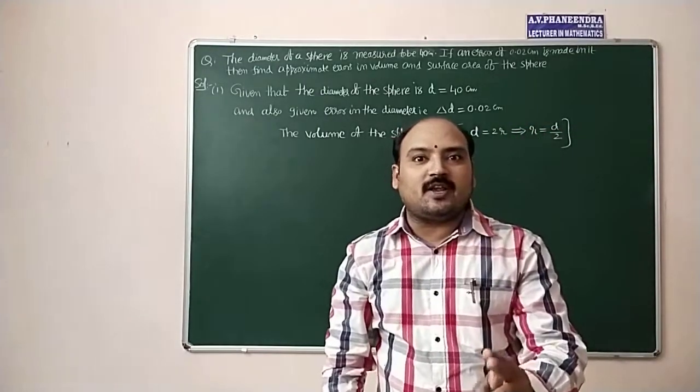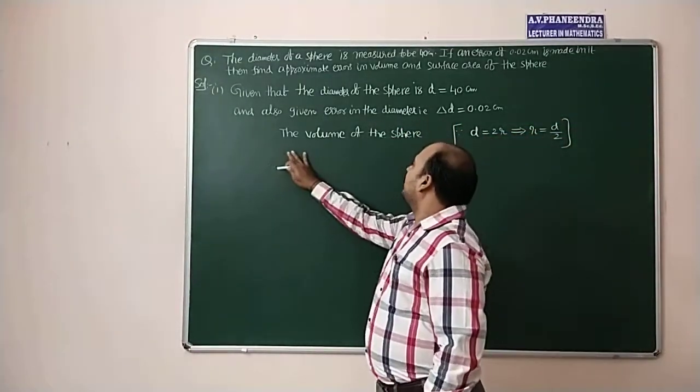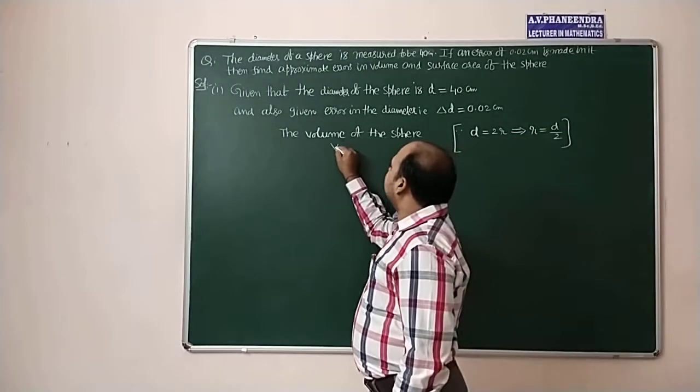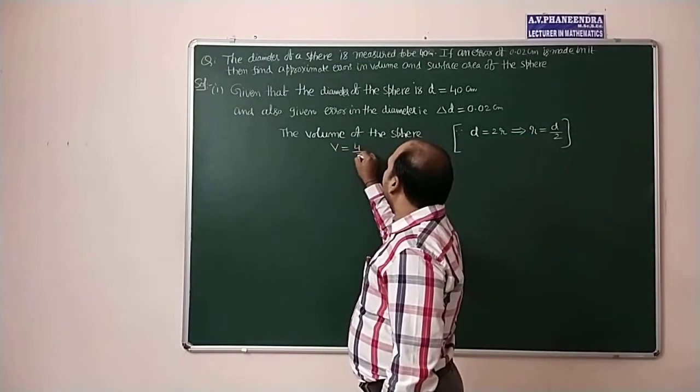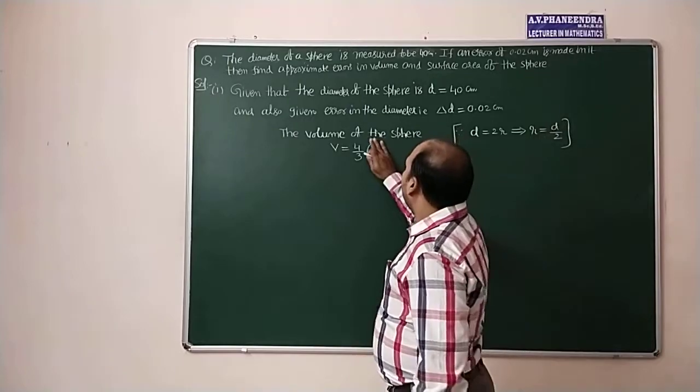So two questions are there. First we will do the first question. The volume of the sphere V is equal to 4 by 3 into pi r cube.